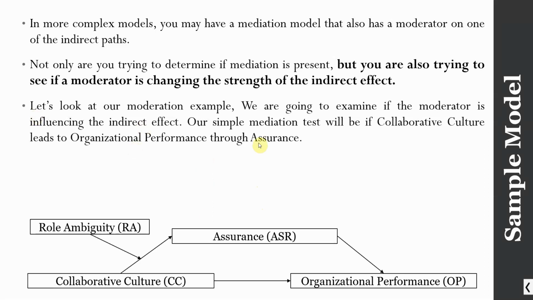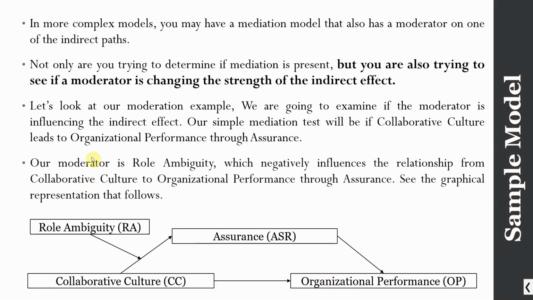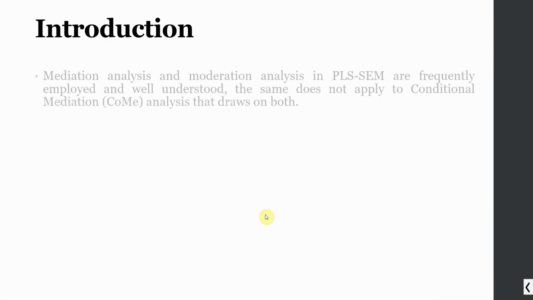Now in our example, we are going to examine if the moderator is influencing the indirect effect. Our simple mediation test will be if collaborative culture leads to organizational performance through assurance. Our moderator is role ambiguity here, which negatively influences the relationship from collaborative culture to organizational performance through assurance. That is, higher role ambiguity will weaken the indirect effect of collaborative culture on organizational performance through assurance.